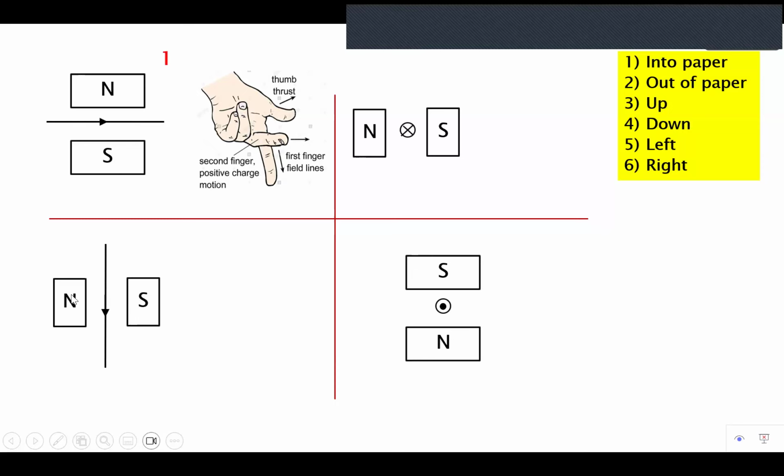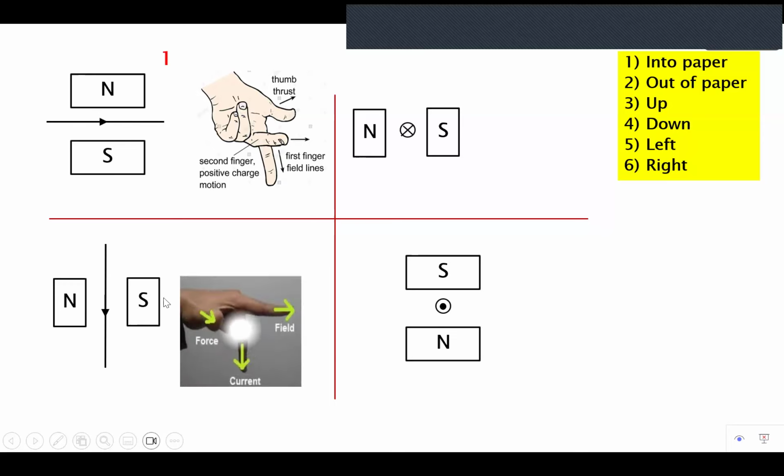Then for the second case, again, I'm going to point my magnetic field first. It's from north to south, so it's going to the right. And then my current is going down. Then you will see that your fingers should be pointing at the magnetic field north to south, current going down.